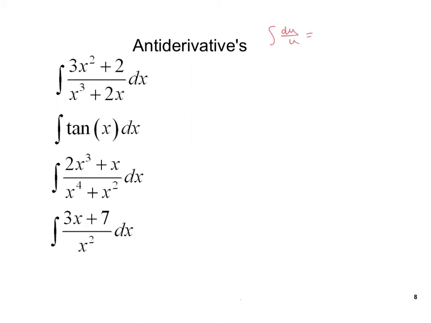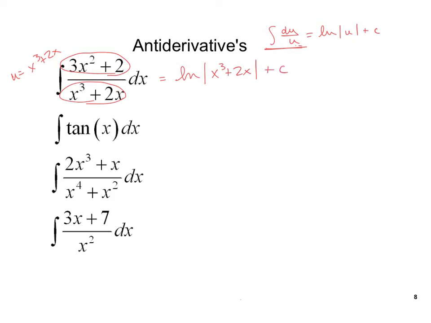And as long as the top is the derivative of the bottom, then the integral is the natural log of absolute value of u plus c. So if we look at the bottom, x cubed plus 2x, the derivative of x cubed plus 2x is 3x squared plus 2, so this is really the integral of du over u, which means it's going to be the natural log of u. And u, of course, here is the bottom, x cubed plus 2x. So ln of x cubed plus 2x, absolute value, plus c.